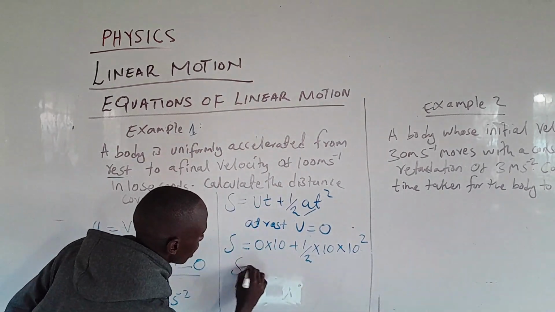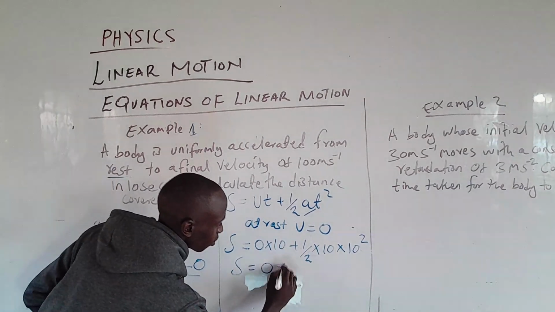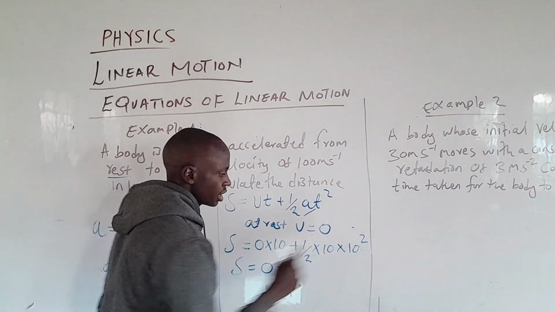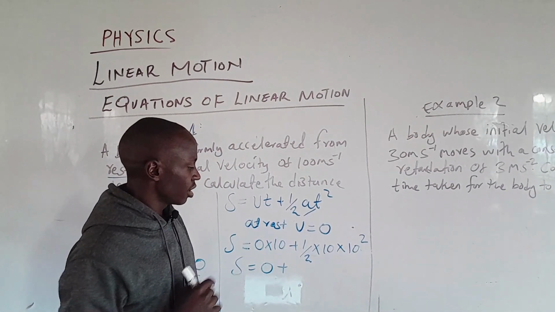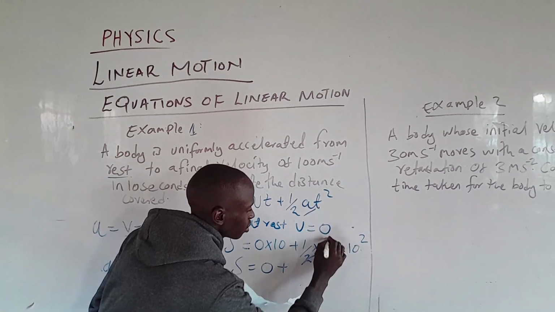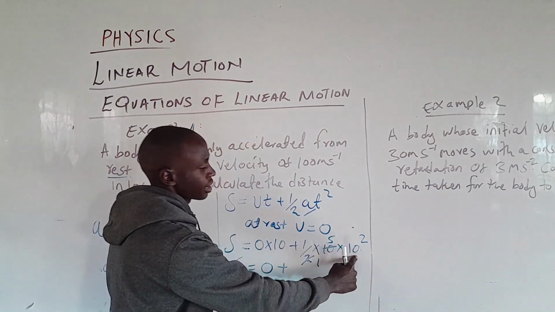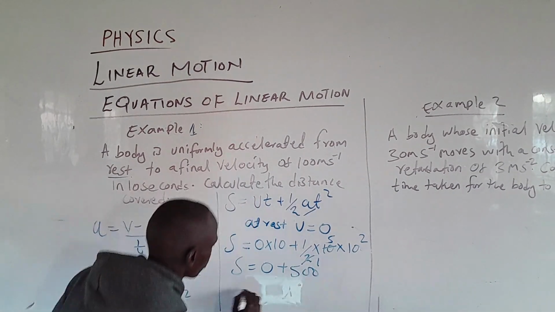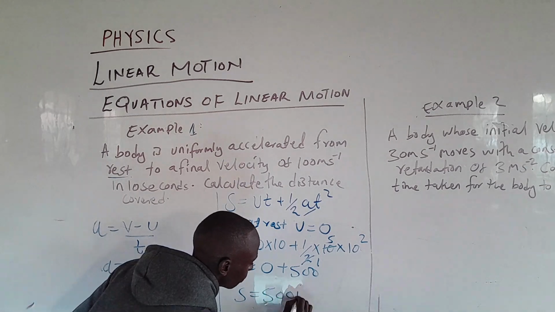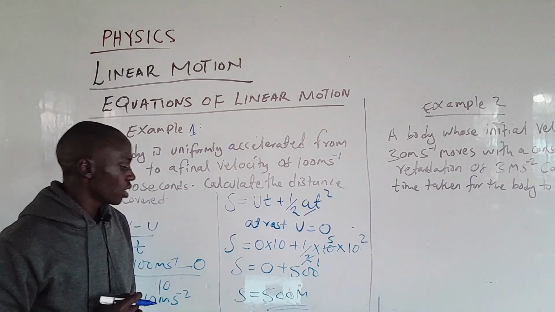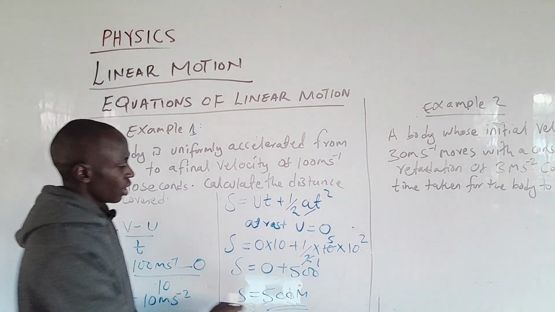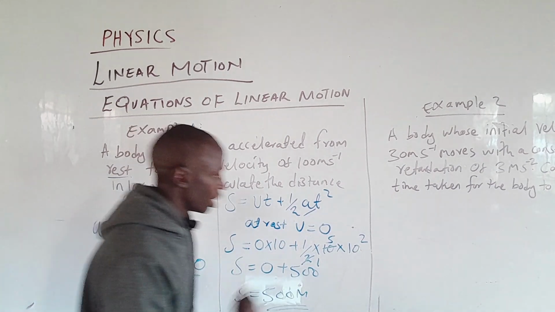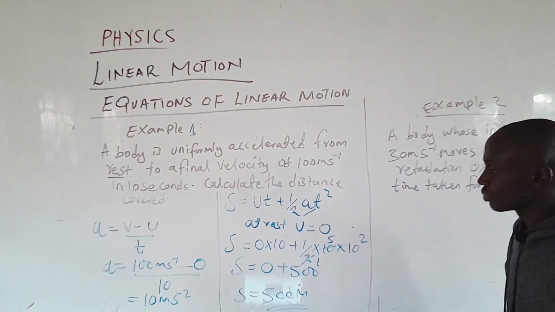So here we'll have s equals 0 times 10 is 0, plus a half times 10 times 10 squared. 10 squared is 10 times 10, we have 100. So here 2 into 10 is 5, so 5 times 100 will give you 500. So our distance here will be 500 meters. That is how to use the second equation, whereby you are going to use it to calculate the distance. You first of all find acceleration, then you apply that acceleration there.